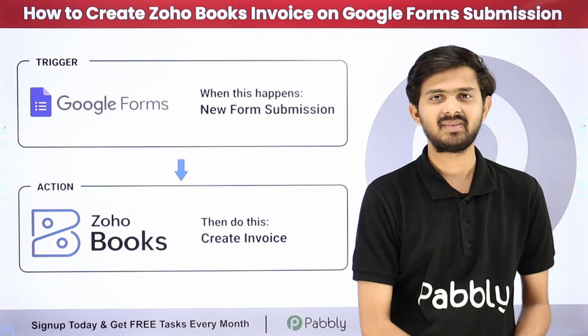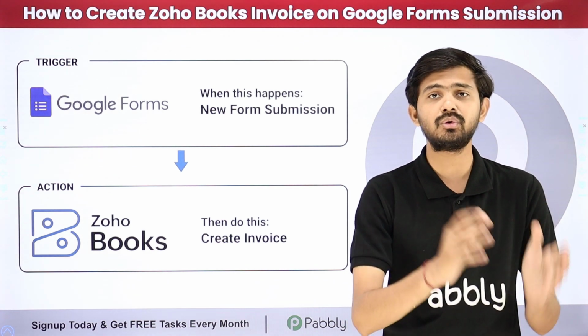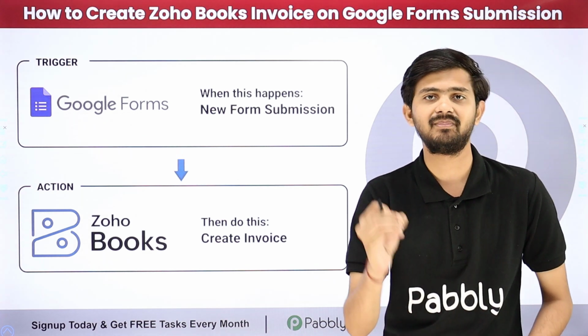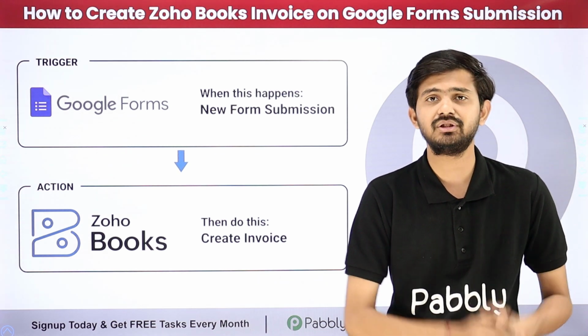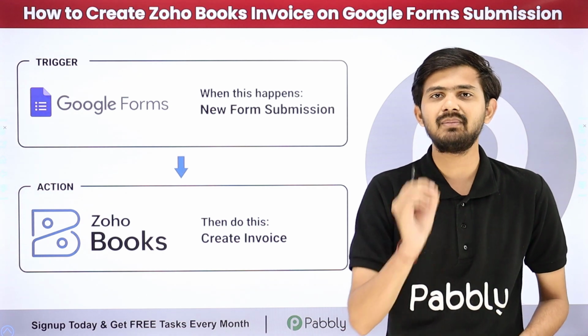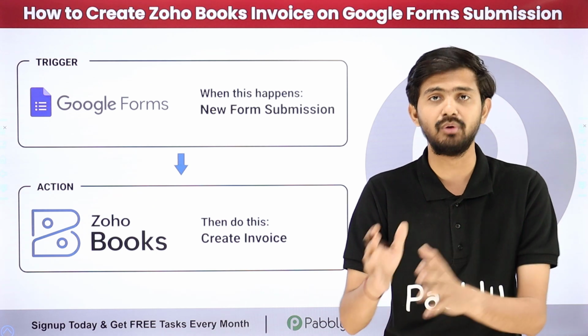Today our topic is how to create a Zoho Books invoice on Google Forms submission. So I'm running a clothing business, and for my business I'm receiving new orders through Google Forms, where I've created an order form. Now what I want to do is that whenever I receive a new order or a new form submission through Google Forms, then automatically, by using all the details of that form submission, I want to create a new invoice in Zoho Books.